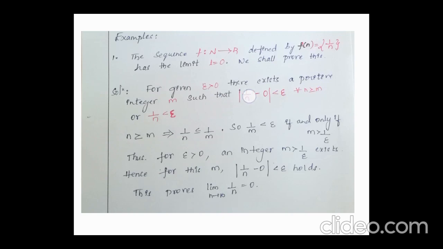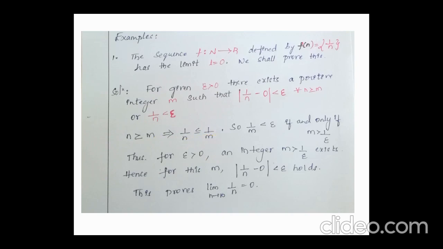Now when we simplify, the modulus of 1 by n minus 0 gives only the modulus of 1 by n, and 1 by n is positive, so we can write it simply as 1 by n is less than epsilon. Next we have n greater than or equal to m. When we take the reciprocal of it, 1 by n becomes less than or equal to 1 by m.